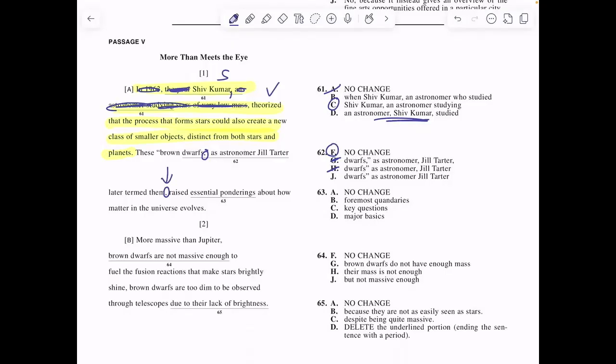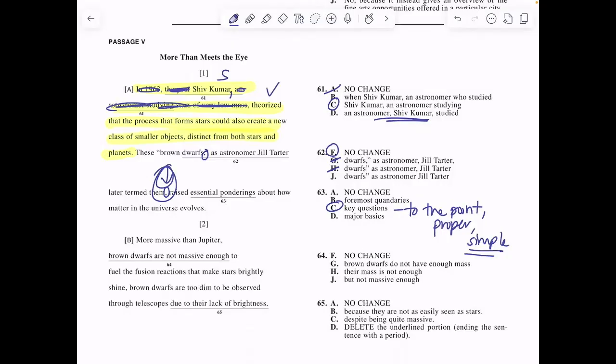This is a 2 and 1. Lucky us. It's a comma question and it's like our name profession question. This comma right here is my clue that I needed something earlier on to start the comma sandwich. Okay, these brown dwarfs raised key questions about how matter in the universe evolves. It's not B or D. Essential ponderings. Remember, you want to the point, proper, but simple. So don't overthink those. Just think, okay, which one is the most basic that's not too casual?